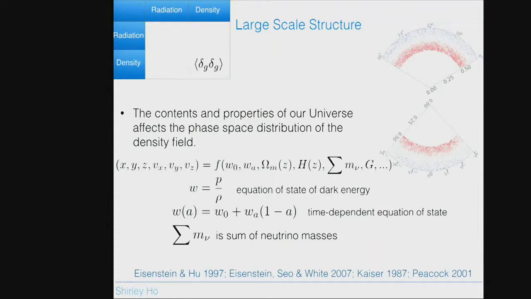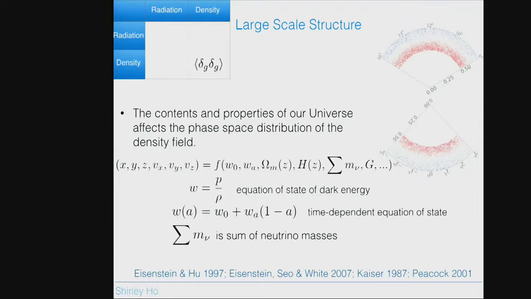Large-scale structure is pretty simple also. The contents and the properties of the universe affect the phase space distribution of the density field. To put it simply, x, y, z, and all the velocities in different directions are functions of the following parameters. For example, the dark energy equation of state, or the time dependence of the dark energy equation of state, how much matter there is, omega matter as a function of redshift, the expansion of the universe, H of z, and, say, the sum of neutrino masses. Someone asked yesterday about the neutrino properties and how they affect large-scale structure, and the gravitational constant, of course.